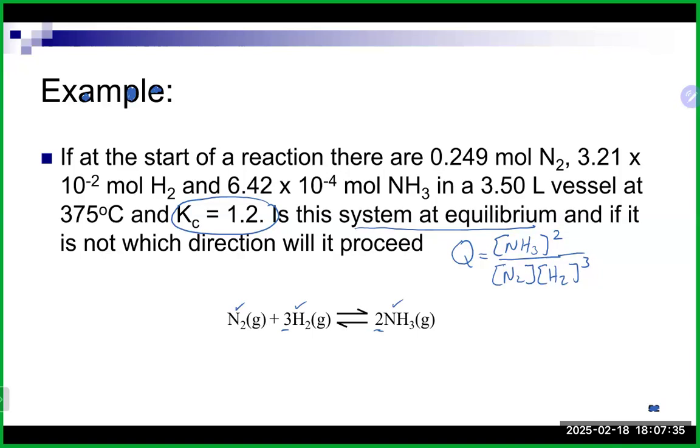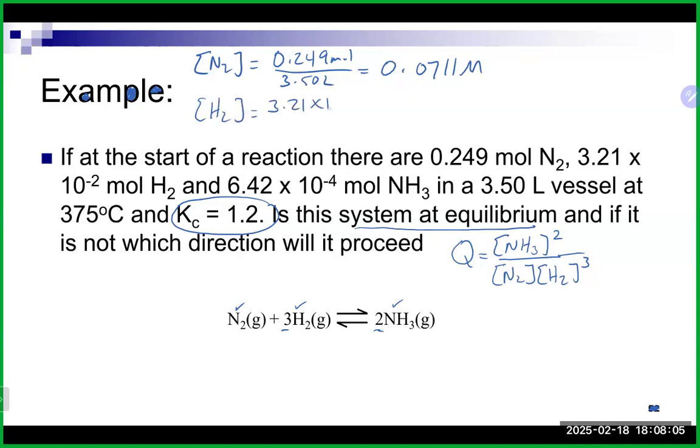So let's do that. Our concentration here of N2 would be our moles, 0.249 moles divided by 3.5 liters, and that's going to get us 0.0711, we'll call it. We'll do the same thing for our H2. We'll take the moles of our H2, 3.21 times 10 to the minus 2 moles, divided by our 3.5 liters.